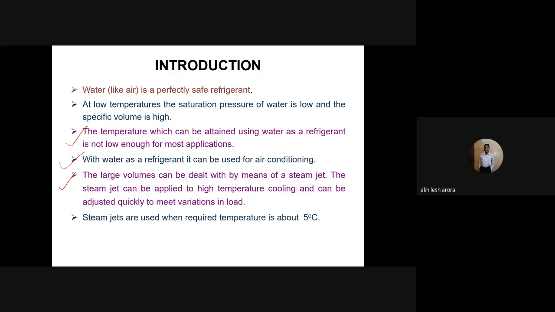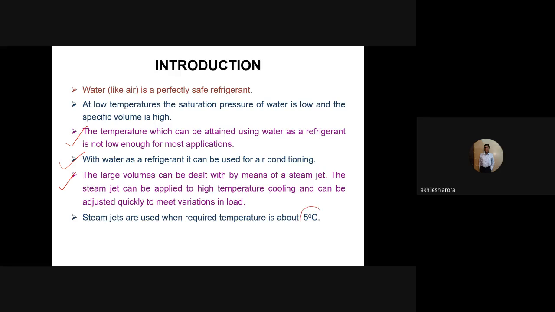So basically the meaning is if we are using a jet of steam, then we can also vary its quantity to meet the variation in the load. Load means cooling load actually. So cooling load can be taken care of by varying the quantity of the steam which is entering into the system actually. Steam jets are used when required temperature is around 5 degrees Celsius.